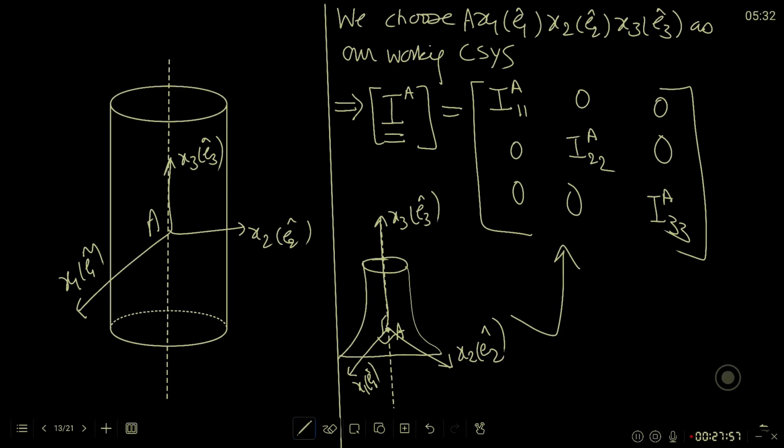Several problems that we will deal with in this course will indeed be bodies of revolution, and then go ahead and use the simplification by choosing the coordinate system to be as I have shown, using the principal axes of the RB at A.